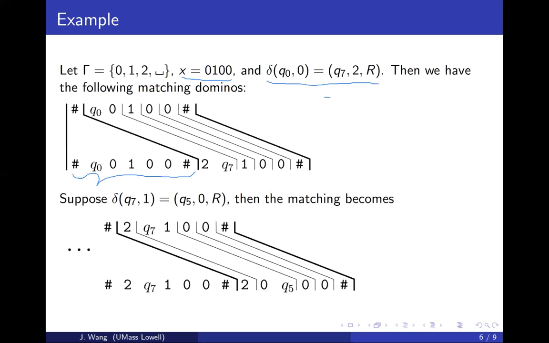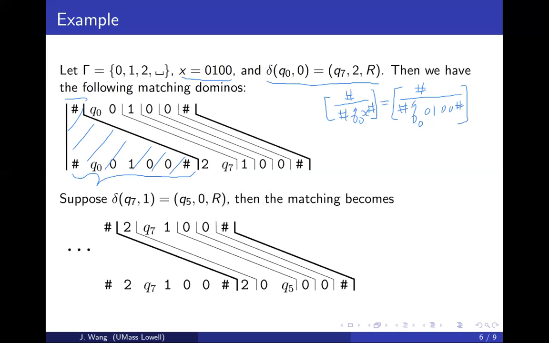Remember, the first domino has a pound sign on top. The bottom is a pound sign, Q0, X. But then this X is 0, 1, 0, 0, and we also have a pound sign here. So this would be Q0, 0, 1, 0, 0. So this piece is the first domino.